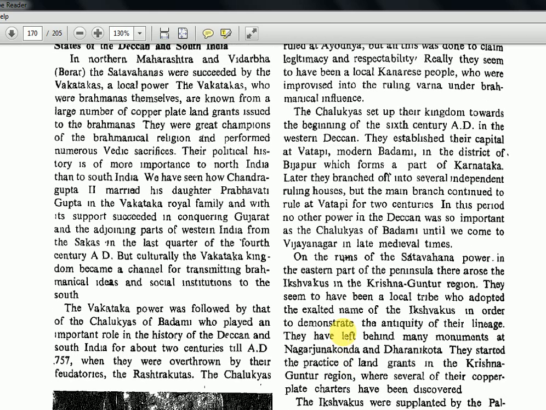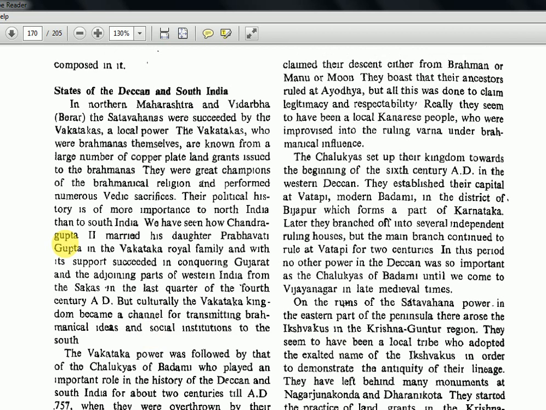So we saw Prakrit and Sanskrit, and finally Sanskrit was coming into the picture around 400 AD. Now the states of the Deccan and South India. In northern Maharashtra and Vidarbha, the Satavahanas were succeeded by the Vakatakas, a local power. Okay, this Satavahana we have already done. Now these Vakatakas, who were Brahmanas themselves, are known from a large number of copper plate land grants issued to the Brahmanas.